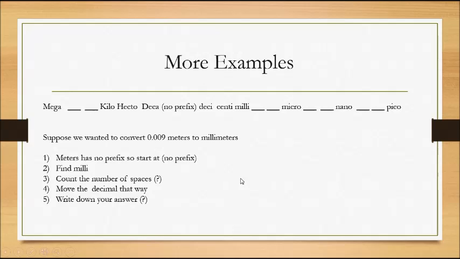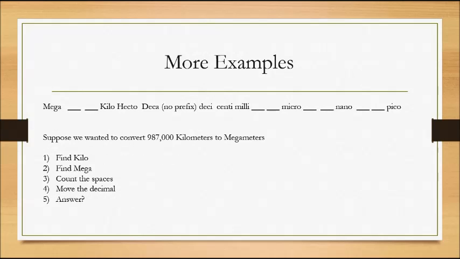Our next example, suppose we wanted to convert 0.009 meters to millimeters. Meters has no prefix, so we'd start here, the no prefix point. Find milli. We're going to go over here. Count the number of spaces. How many spaces? 1, 2, 3. I count 3. Hopefully you did as well. And move the decimal that way. So your answer would be, 3 spaces, we moved the decimal that way, and guess what? Our answer is 9.